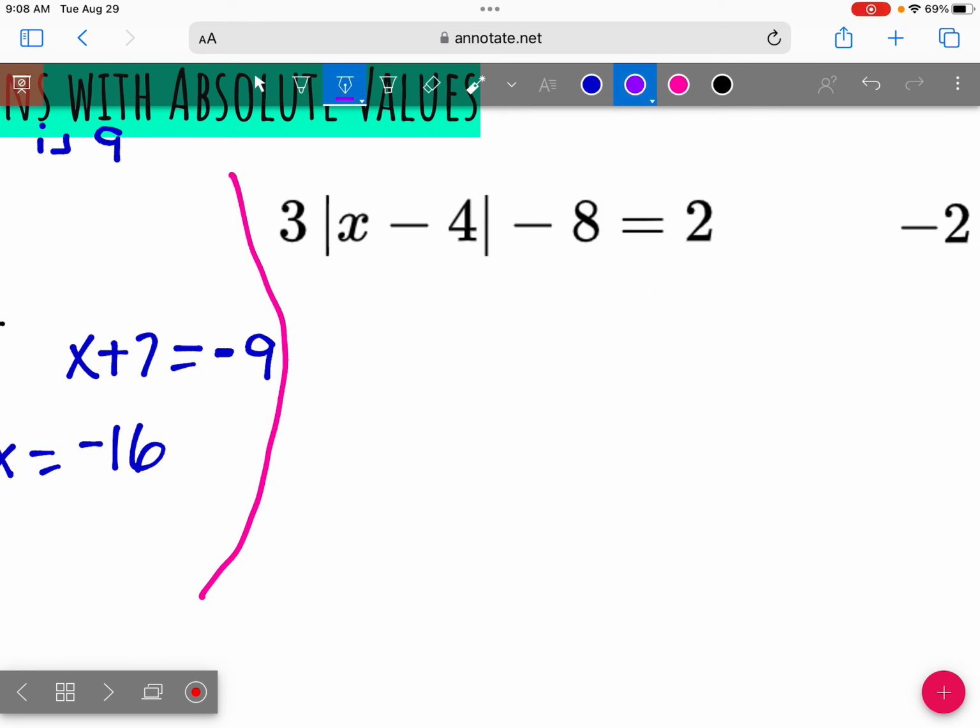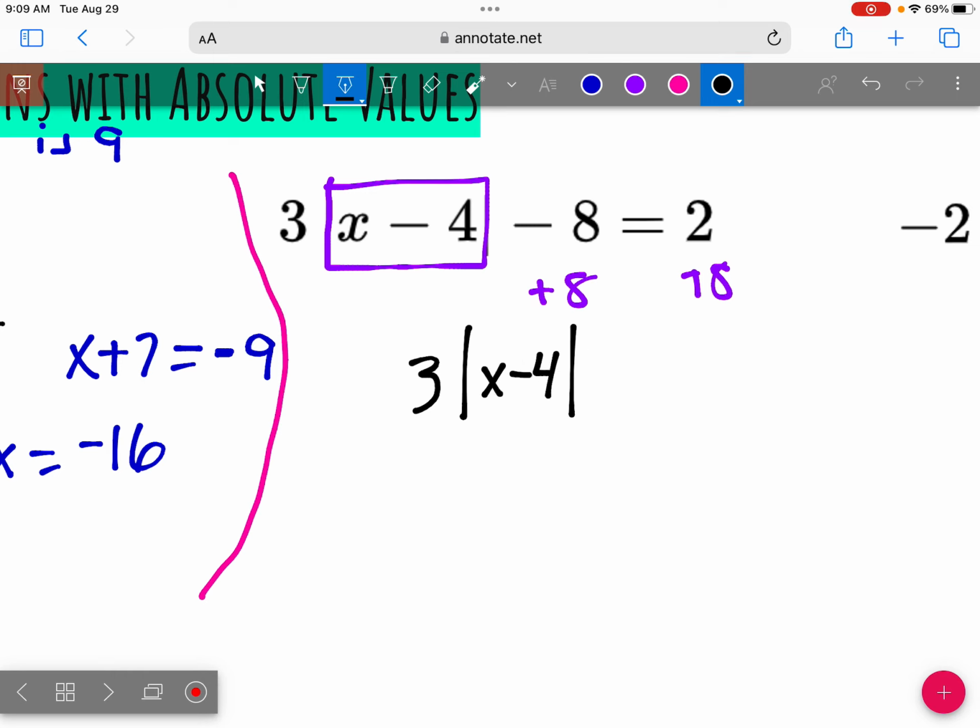So let's do this next one. I need to get my absolute value by itself first. Think of it as a little jail cell. I cannot get things in or out of the box. Do not put things in. Do not take things out. Get the box by itself. What do we do to get the box by itself? Eventually, but what are we going to do first? Add 8. So we're going to have 3 times the absolute value of x minus 4 equals 10.